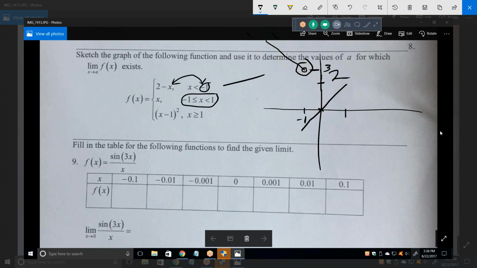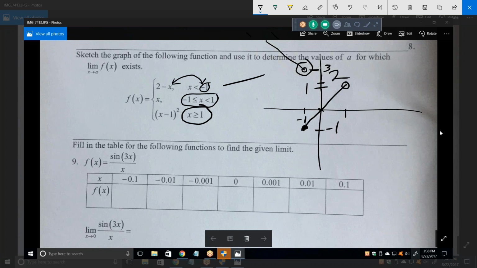Now, on the left side of that line, is it a closed dot or an open dot? Closed. On the right side of that line, is it a closed dot or an open dot? Open. And this value is 1, incidentally, and this value is -1. In other words, the slope is 1.